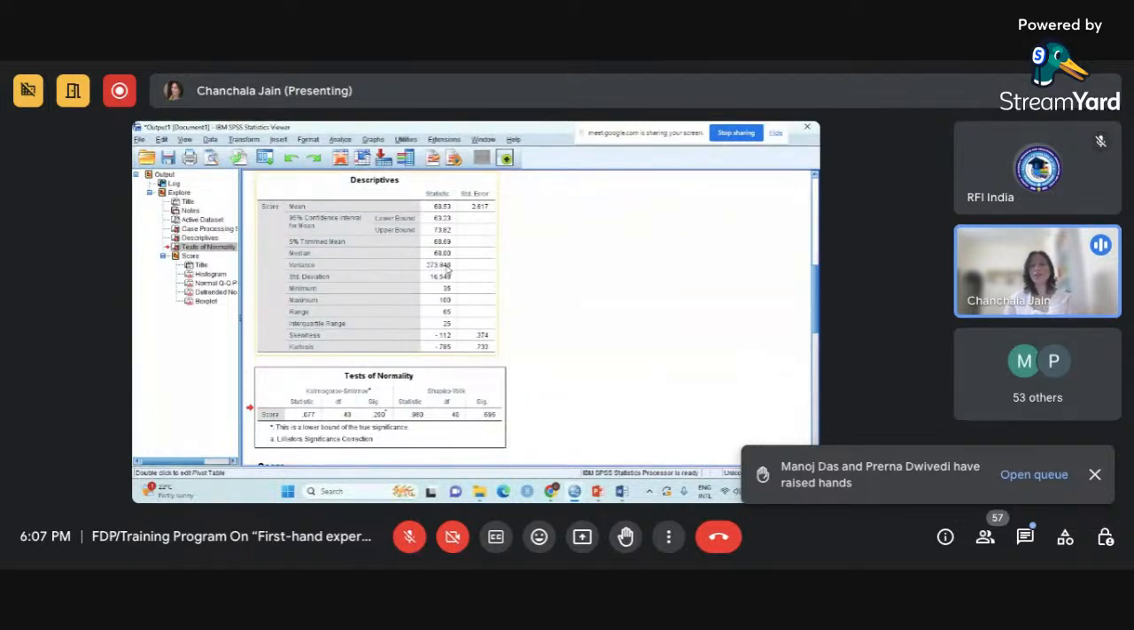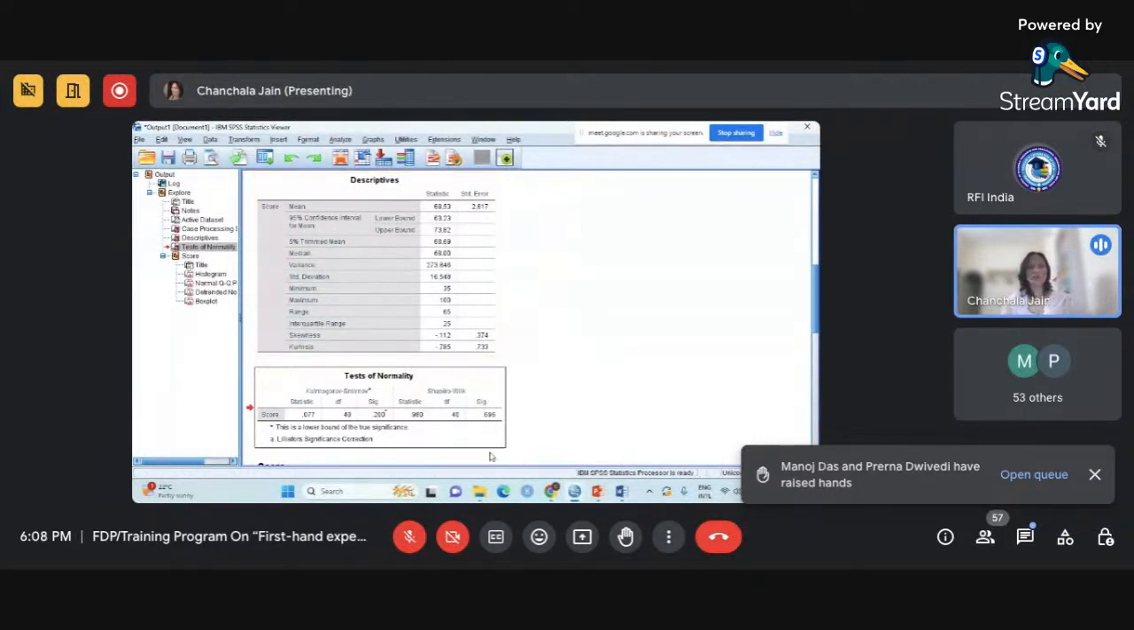I think the ranges I have already explained to you. For skewness, we can take it as plus minus 2, and for kurtosis we can take it as plus minus 3. So both the figures are coming in the range. So looking at these characteristics, we can say that the score variable is approximately normally distributed. Now to ascertain this, we are talking about the test of normality.